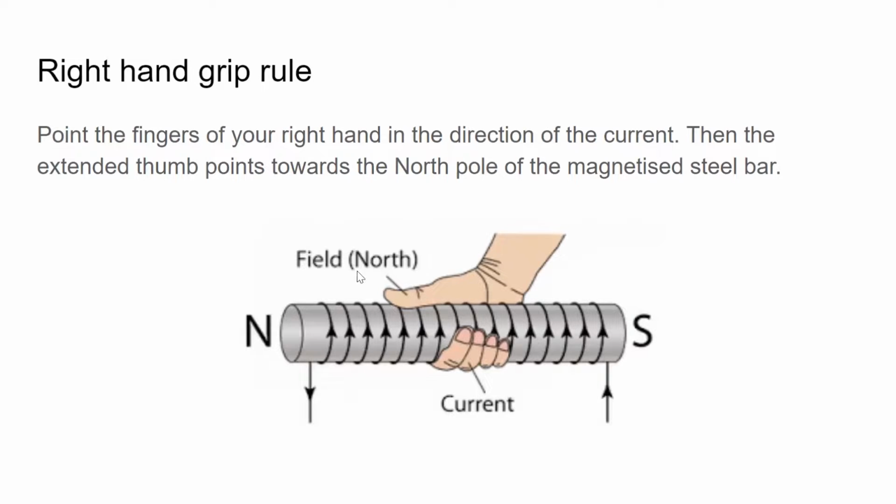We can tell the poles of the magnet by using the right hand grip rule. So we point the fingers of our right hand in the direction of the current, and our extended thumb will point towards the north pole of the steel bar.